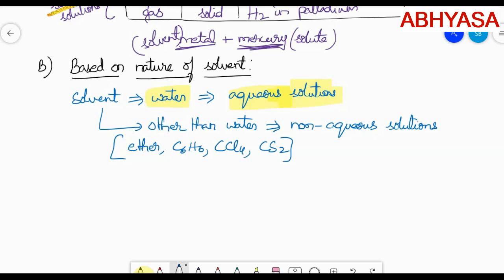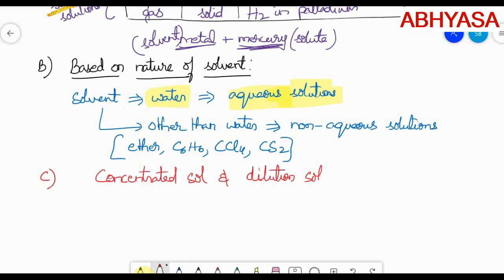Then another classification is based on the quantity of the solute present in the solution. We divide the solution into two different types: concentrated solution and dilute solution.